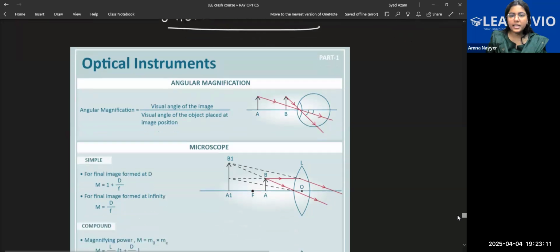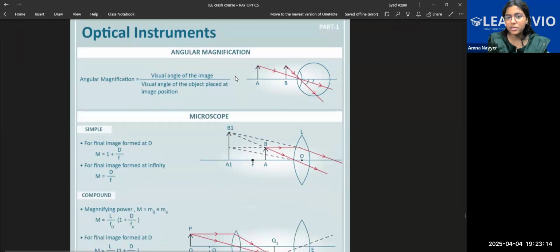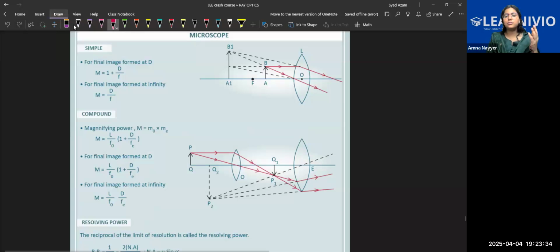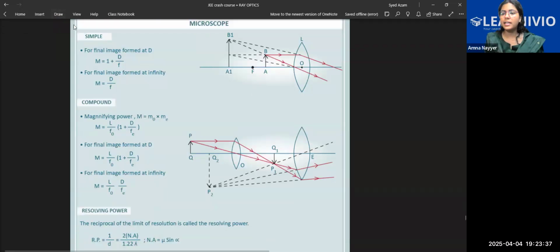Okay, see, optical instruments, when you have to calculate the angular magnification, it is basically the ratio of the angle subtended by the image when seen without the lens, like if without the lens you're seeing an object, divided by when the object is placed at the image position with the lens. So see, here the important part that you need to remember is, we'll be doing two types of devices. You have microscopes and telescopes. In microscopes, you have two kinds. One is the simple microscope, second is the compound microscope, right? So when we're talking about the microscope, for the simple microscope and compound, for all the microscopes, we have two cases.